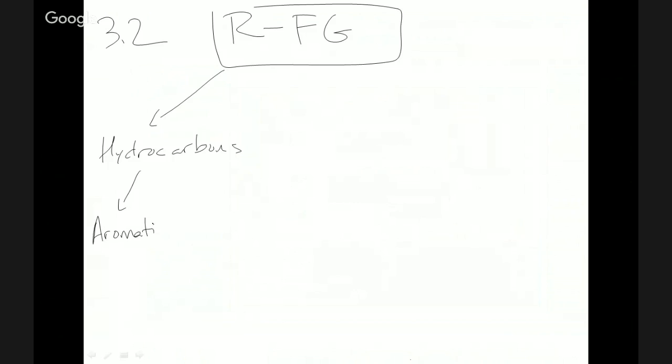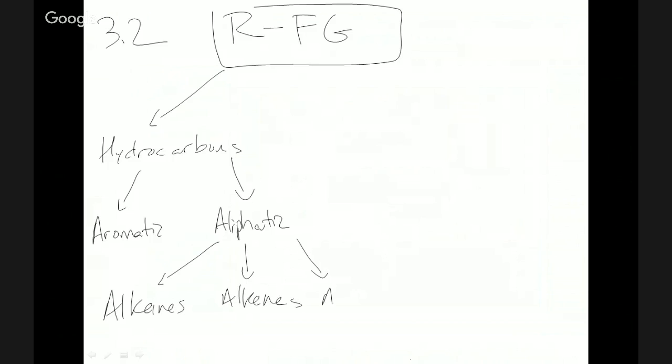aromatic, which we will touch on in organic 1, but not a lot about. And then you have aliphatic, which we'll spend a lot more time on. Within aliphatic, you have alkanes. That's the next chapter. You have alkenes, that's double bonds, and you have alkynes, triple bonds. So that's hydrocarbons.